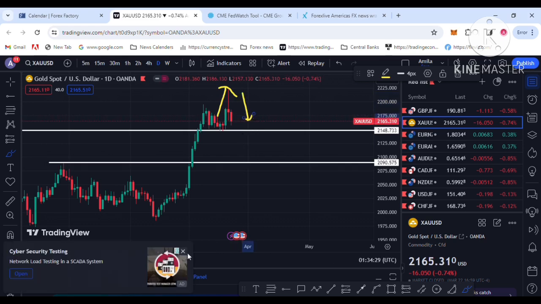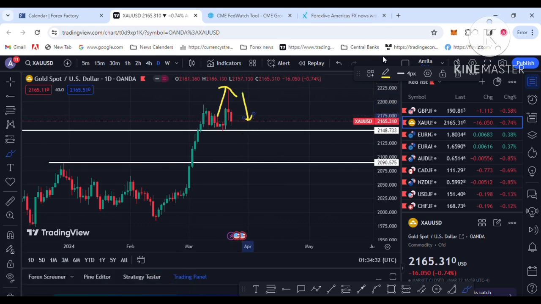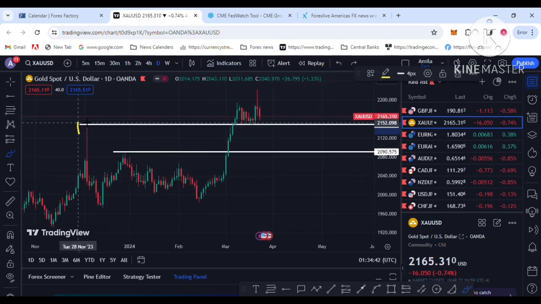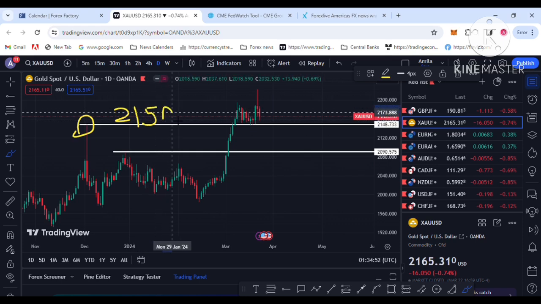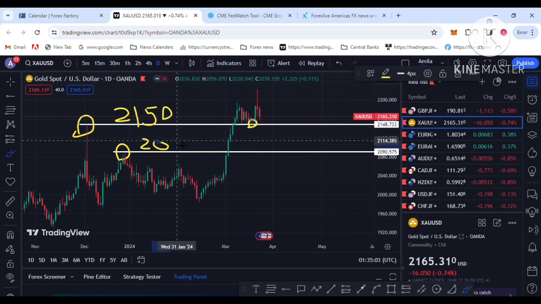That is the technical setup from last week. There are two important levels I have marked, the white color lines. This is the first support zone, which was valid last week at 2150. That was support last week, and the next support zone is 2088.